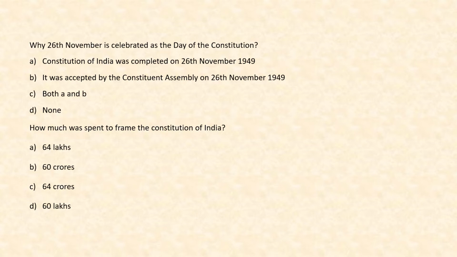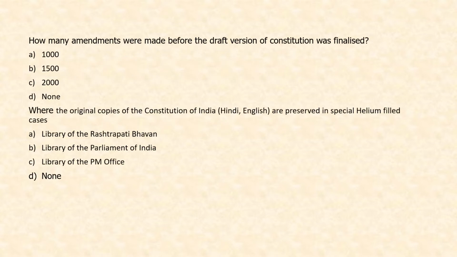Why is 26th November celebrated as the Day of Constitution? Constitution of India was completed on 26th November 1949. It was accepted by the Constituent Assembly on 26th November 1949. Both the reasons A and B are valid. How much was spent to frame the Constitution of India? 64 lakhs. How many amendments were made before the draft version of Constitution was finalized? Nearly 2000 amendments were made.